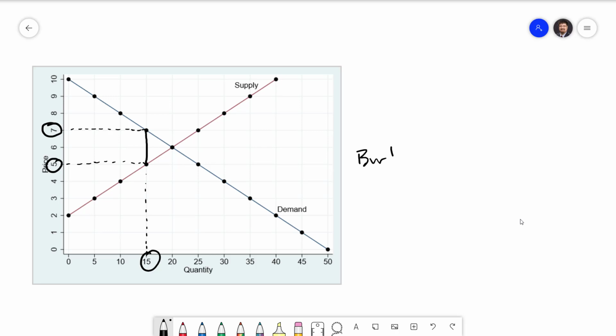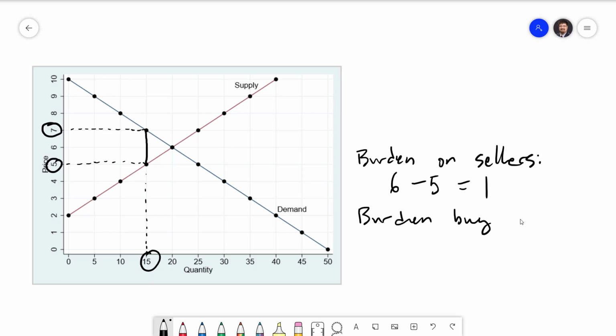So to calculate the burden on the sellers in our example, the sellers used to receive 6, they now receive 5, so their burden is 1 for every unit sold. To calculate the burden on the buyers, we take the price that they now pay, which is 7, we subtract the 6 that they used to pay without the tax, and we get 1. The burden on the buyers and the sellers must add up to the total size of the tax, which is 2.